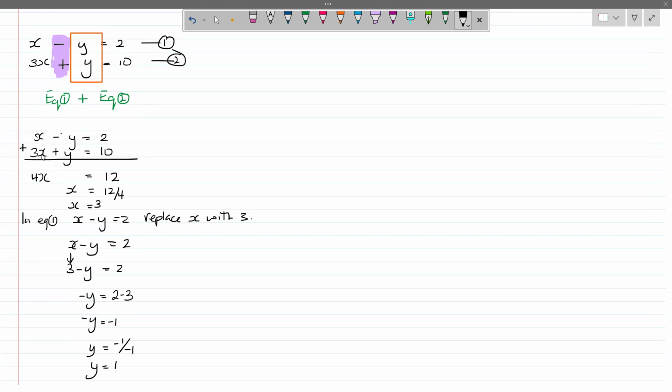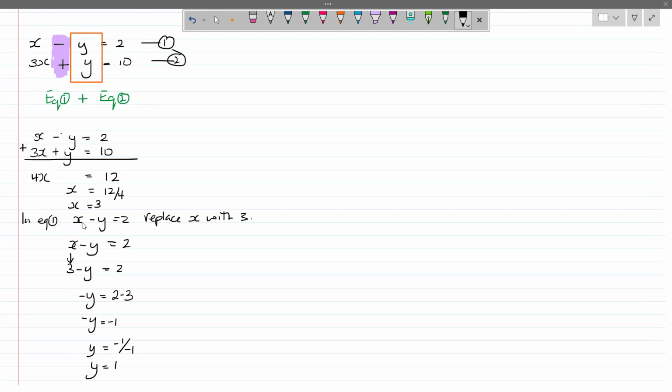So x plus 3x will give me 4x. Minus y plus y will give me 0. 2 plus 10 will give me 12. So we get 4x is equal to 12. And then to get x, we will divide 12 by 4. 12 divided by 4 will give us x to be 3.